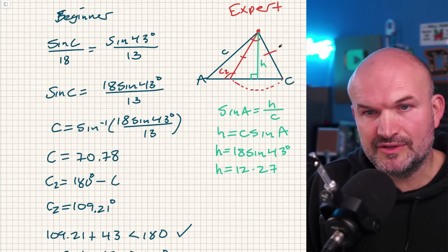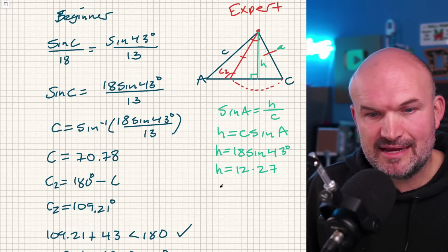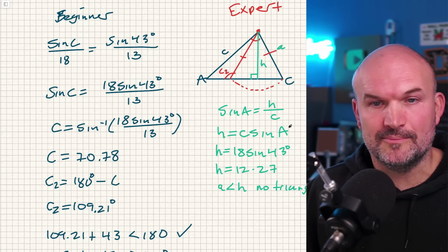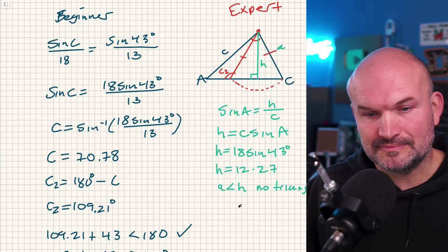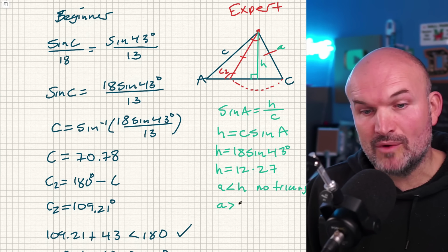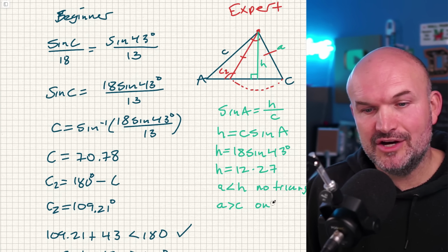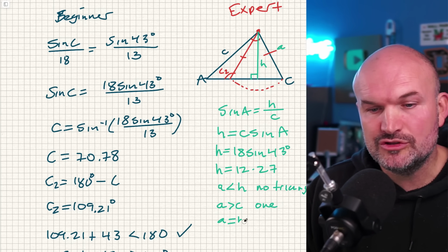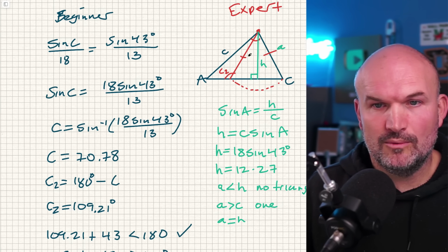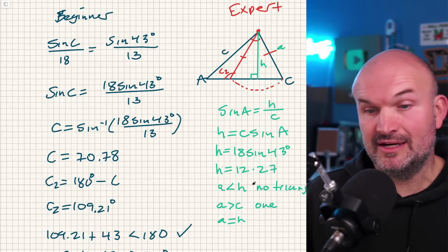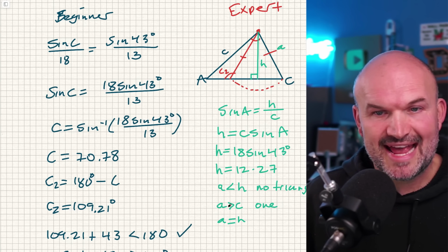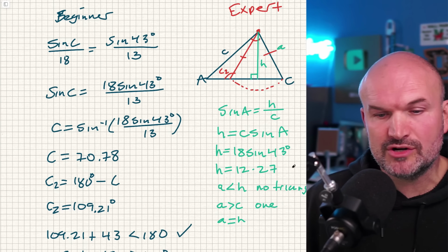So if we have this labeled and that's going to be A, if my A is less than my H, then there's no triangle. I can easily just look at this and say, oh, we're good to go. Now, here's another thing. If my A is greater than my C, I know I only have one triangle. Or if my A is equal to my H. So when I identify my H, it's not less than my height. If my A is greater than my C, there's only one triangle that's going to exist.